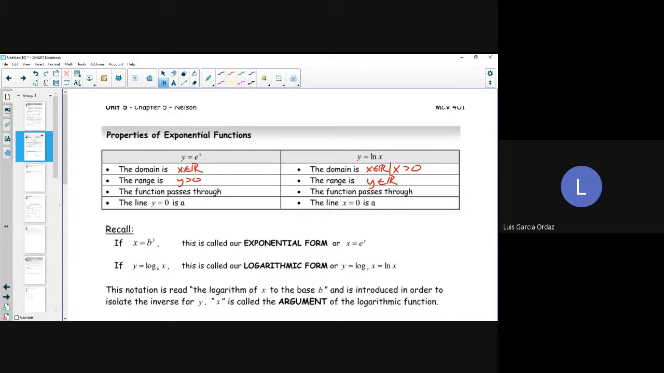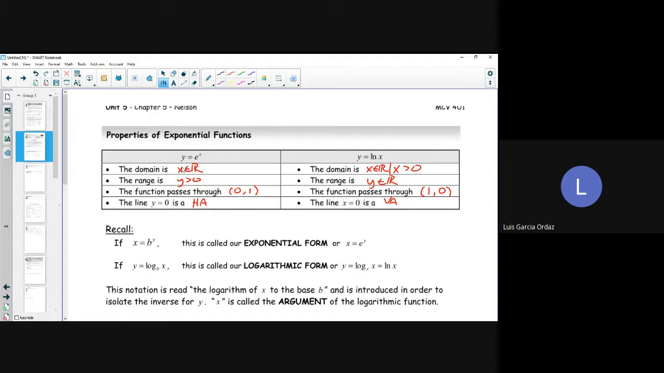So this function passes through 0 and 1, and my inverse function also passes through 1 and 0. The line y is equal to 0 is a horizontal asymptote here. And the line x is equal to 0 is a vertical asymptote for my inverse function. Okay? So again, basic definitions of logs from advanced functions.